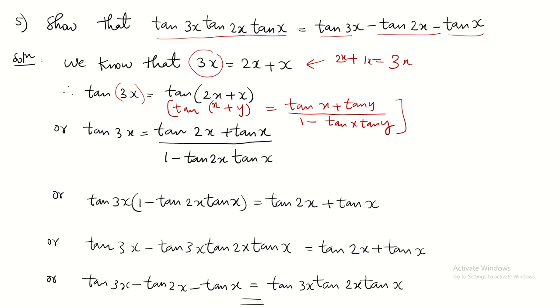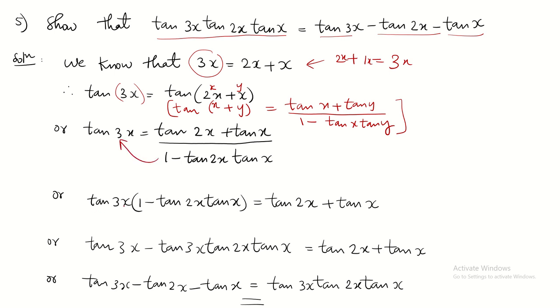So here, in the place of tan of 2x plus x, you can use this formula. So how will this be? Tan 3x is equal to, in the place of x you are having 2x, in the place of y you are having x. So tan x plus tan y means tan 2x plus tan x, divided by 1 minus tan 2x tan x. Okay, next line we'll cross multiply.